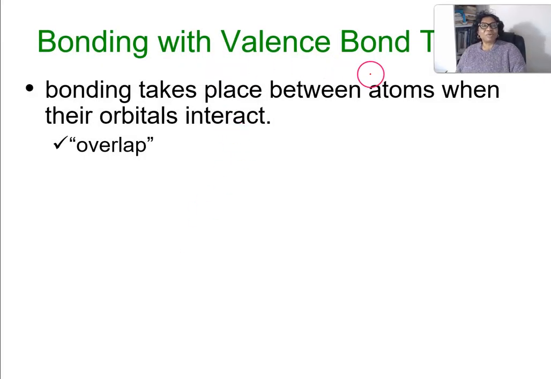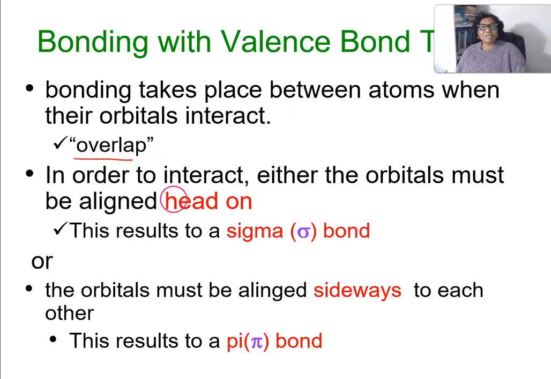So, bonding with valence bond theory. A bond takes place between atoms when their orbitals interact. Interact means overlap. In order to interact, either the orbitals must be aligned head-on. When they align head-on, they form what we call a sigma bond. Or the orbitals must align sideways to each other. When they do that, they form what we call a pi bond. So this is how the orbitals interact to form the bonds.